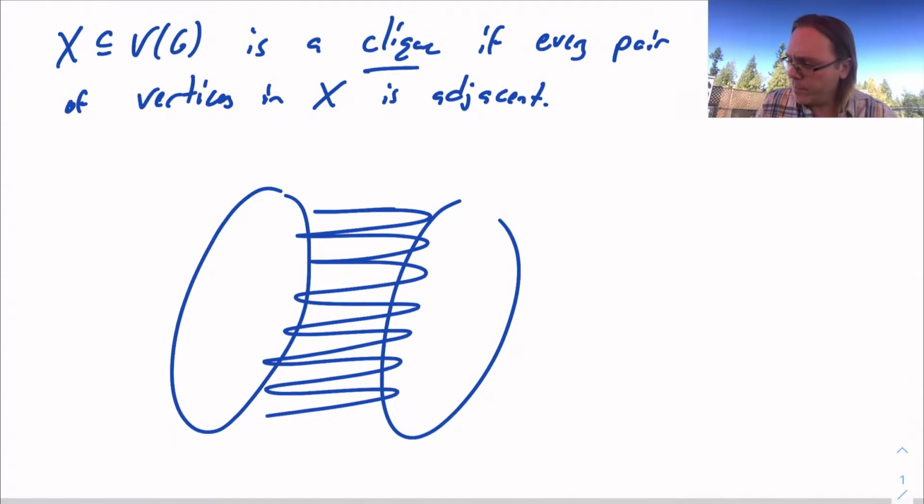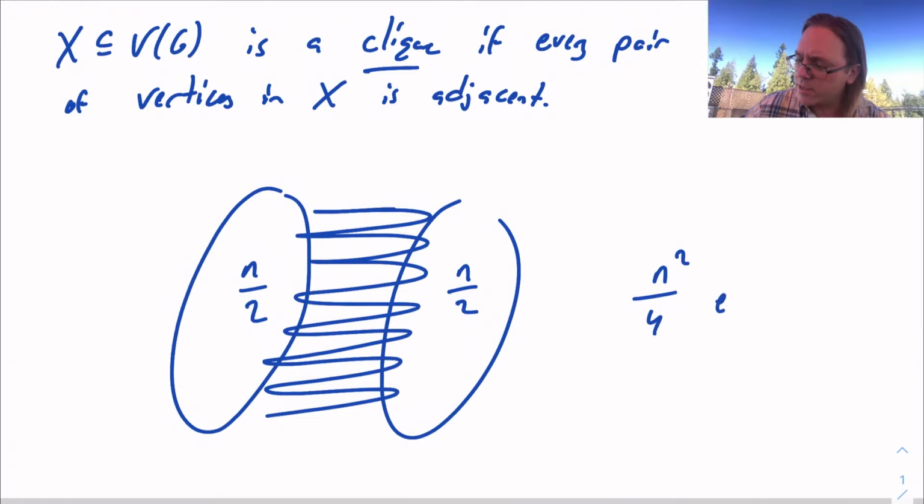Let's count, actually. Suppose n was an even number and I put n over 2 on the left and n over 2 on the right, then I'd have n squared over 4 edges, right? Because I'd have one edge for each choice of a vertex on the left and a vertex on the right. So that's pretty good. N squared over 4 edges. The complete graph only has about n squared over 2 edges, so you've got about half the edges you could possibly have. And this is a very dense graph, but it doesn't have a K3 subgraph.